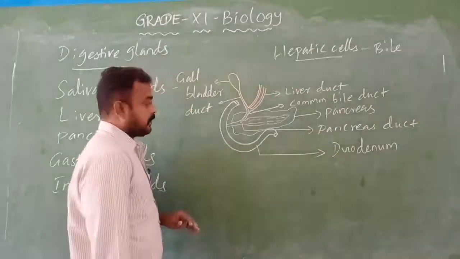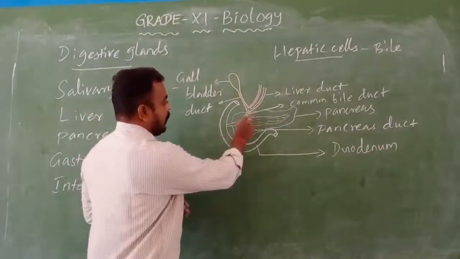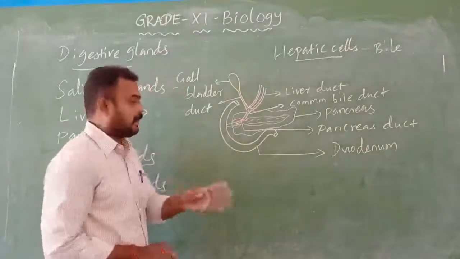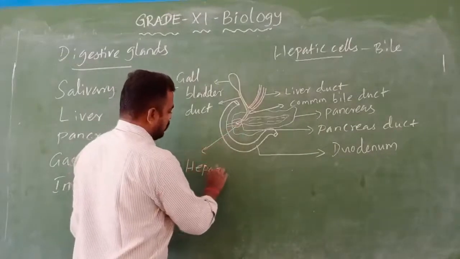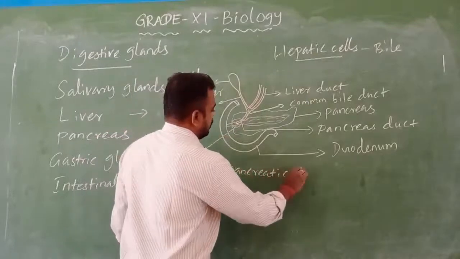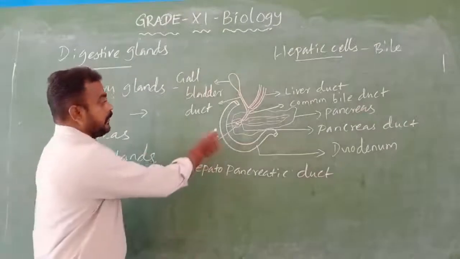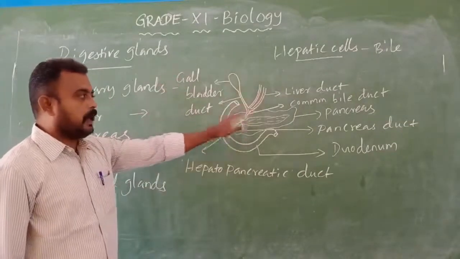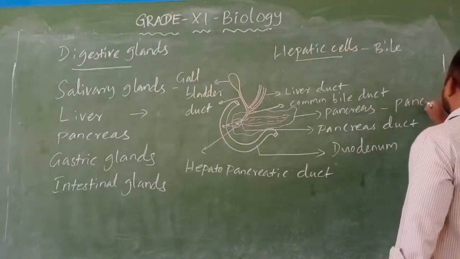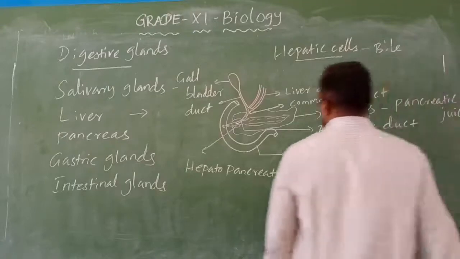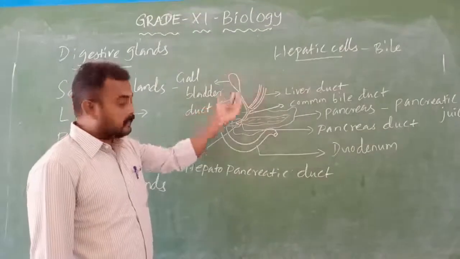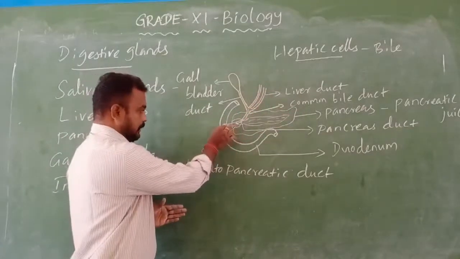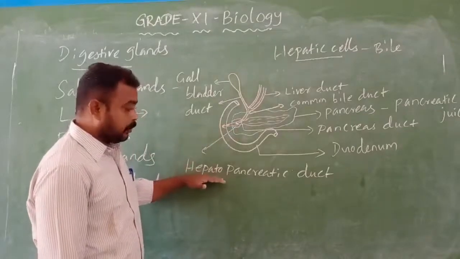Then next, the pancreatic duct and common bile duct open into one duct, that is the hepatopancreatic duct. That hepatopancreatic duct opens into the duodenum. So the bile juice and the pancreatic juice: pancreatic juice is secreted by the pancreas, and from the liver we get bile juice. The two juices mix together and enter the duodenum through the hepatopancreatic duct.